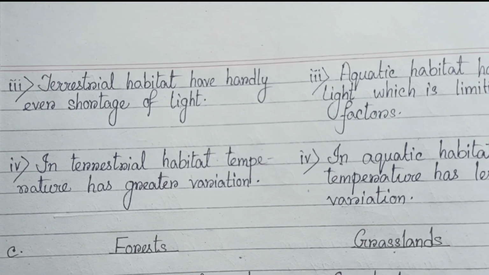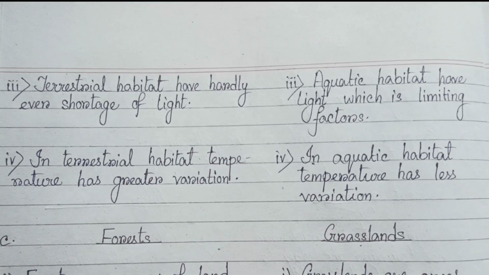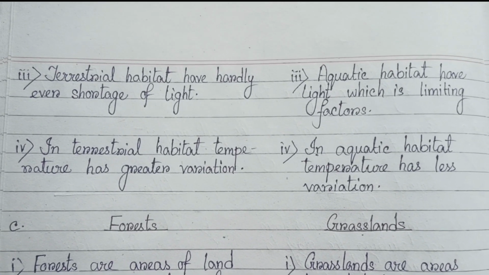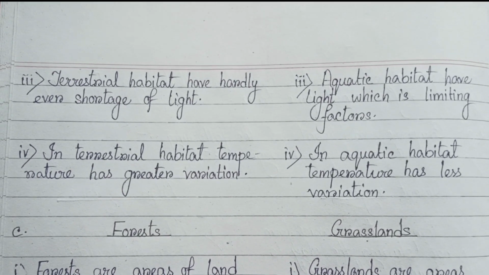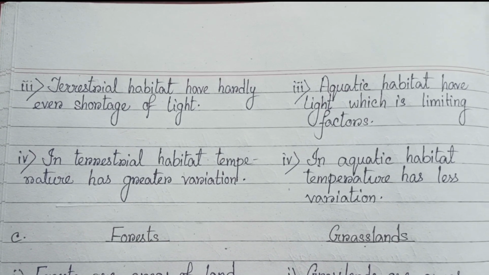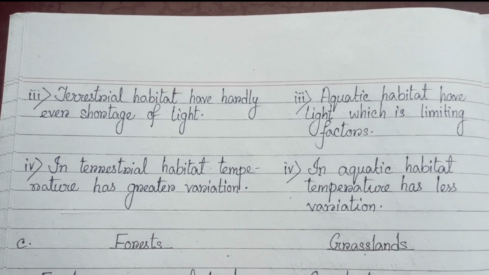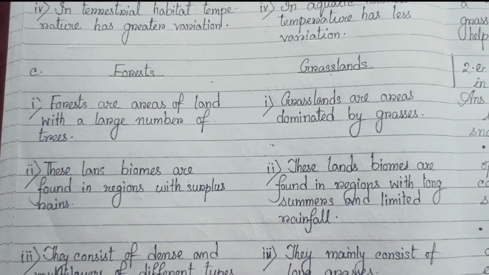Number 3, terrestrial habitats have hardly any shortage of light. Number 3, aquatic habitats have light as a limiting factor. Number 4, in terrestrial habitat, temperature has greater variation. And number 4 here, in aquatic habitat, temperature has less variation. Number C, difference between forest and grassland.